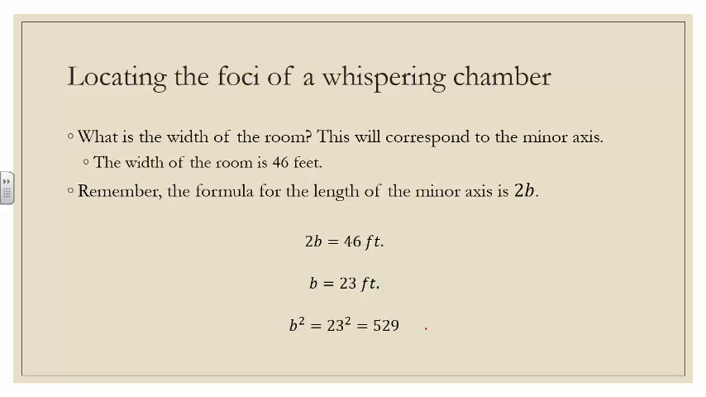Next step, what's the width of the room? This is our minor axis. The width of the room is 46 feet, and the formula for the length of the minor axis is 2b. Therefore, 2b equals 46 feet. We divide both sides by 2, and we get b equals 23 feet. When we square 23, we get b squared equals 529.